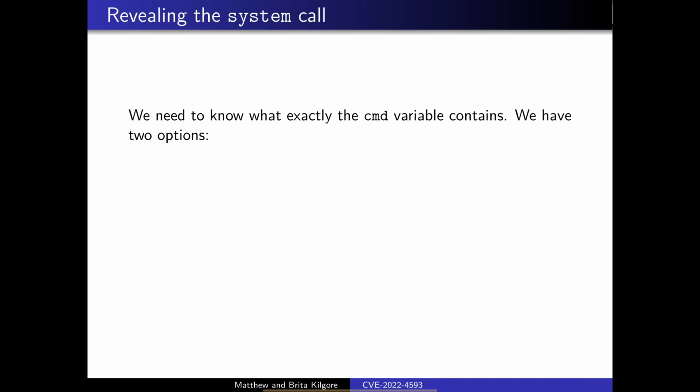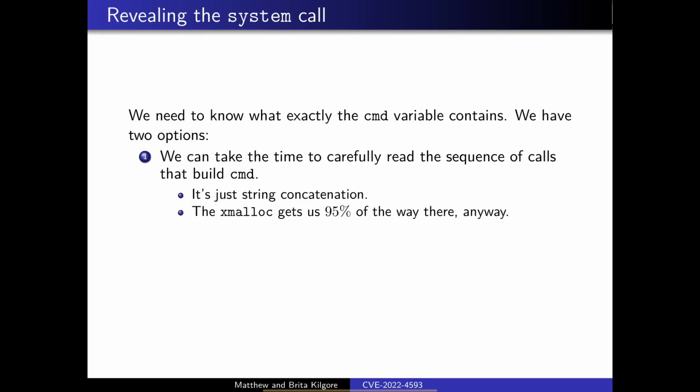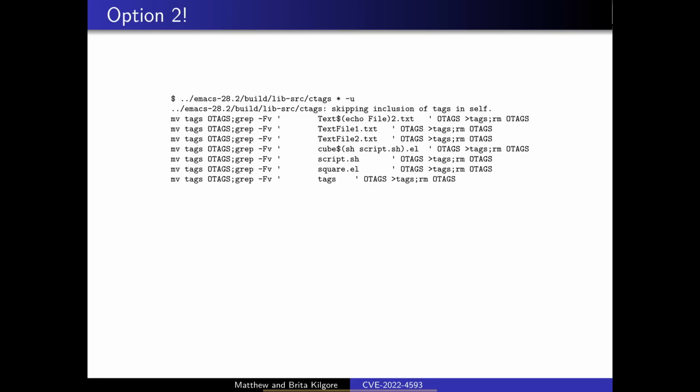We need to know what exactly the command variable contains. We have two options. We can take the time to carefully read the sequence of calls that build command. It's just string concatenation. The xmalloc gets us 95% of the way there anyway. Or we can be lazy and build our own copy of Ctags with a printf added. Well, we opted to be lazy.